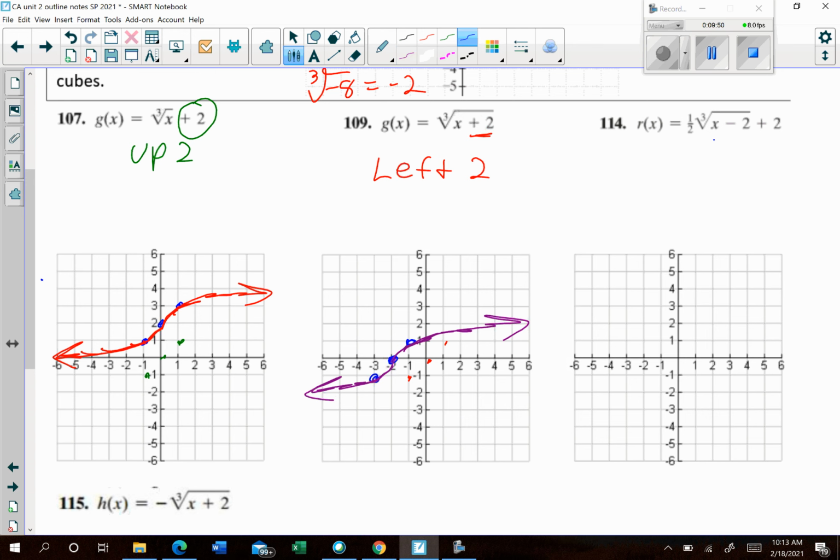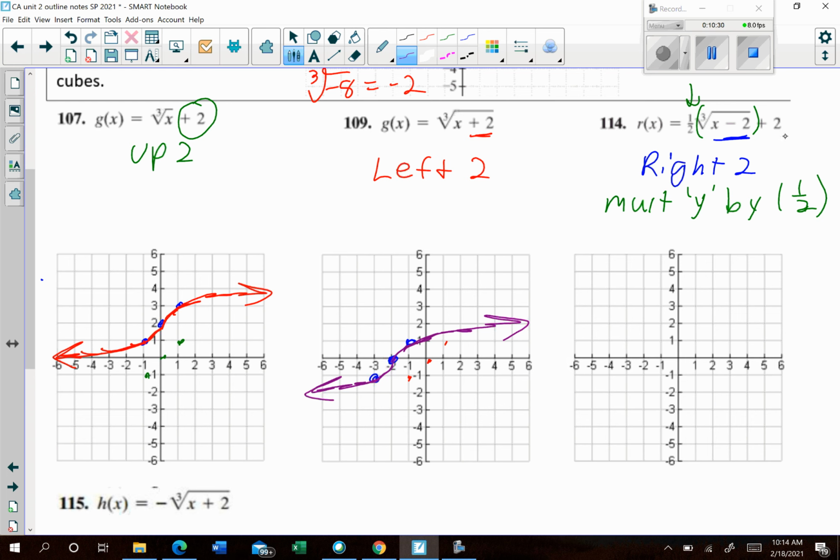So we always have to start out with the horizontal first. So that's going to cause us to go right 2. And then vertical is always last, so we're going to look at the 1/2 next. So you're plugging in x, and you cube root it, and your y value is getting multiplied by 1/2. So that's what we're going to say. Multiply y by 1/2. What's happening is it's condensing vertically, but I think it's just kind of easier to look at it that way, as far as describing your transformation algebraically.